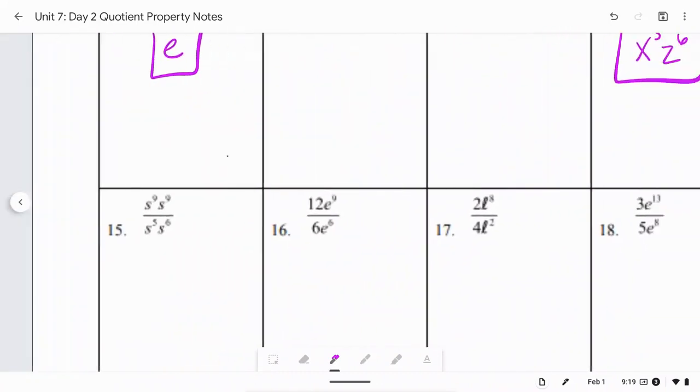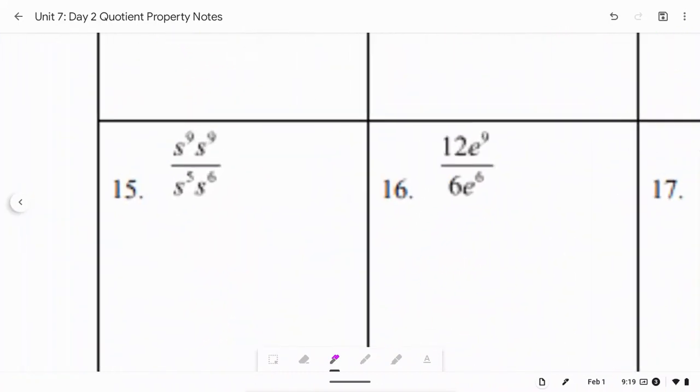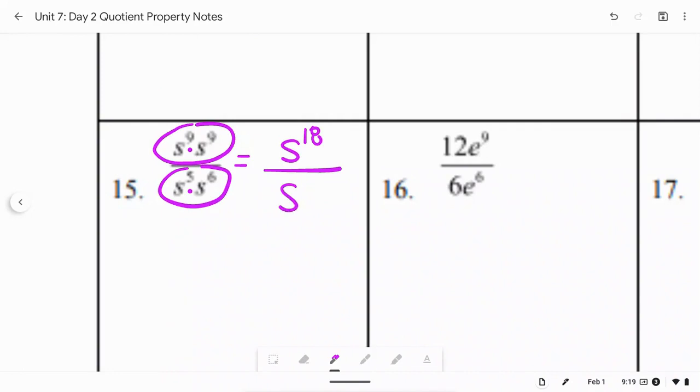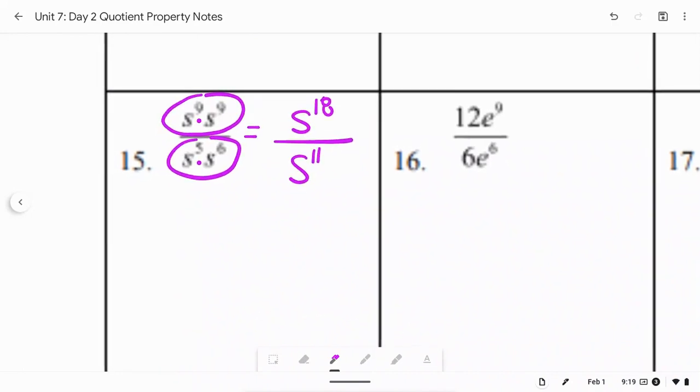In 15, again, if they're next to each other, that's multiplication. So we have both multiplication in the numerator and the denominator. So let's combine the numerator by adding them to get s to the 18th, and then combine the denominator and add them to get s to the 11th. Then it becomes a division problem, so now we need to subtract. 18 minus 11 gives us s to the 7th power.